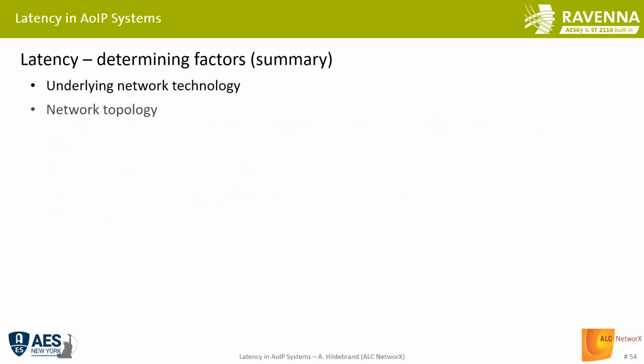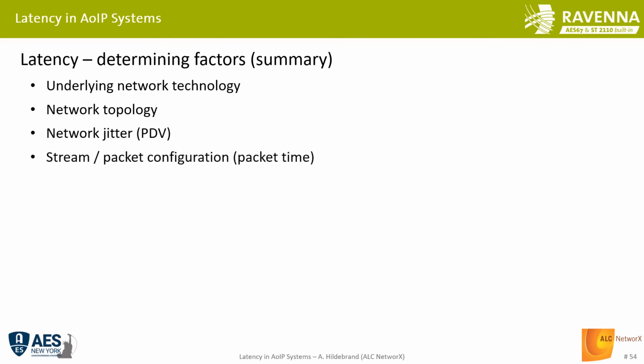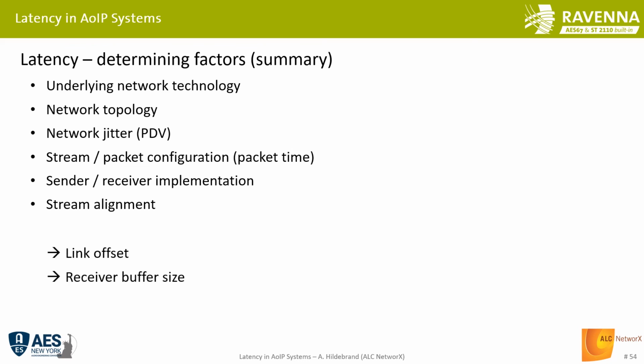And so as a summary, the determining factors for latency are the network technology, the topology, the network jitter, stream and packet configuration, sender and receiver implementation, and then the useful stream alignment. All this needs to be taken into account, and that sounds like we have ugly 20 milliseconds plus of latency in all our networks, right? No, we don't have that, because with link offset and receiver buffer size, we can have sub-millisecond latencies, well, if the network plays nicely with us. So if you have a small local environment and not much competing traffic and QoS properly in place and everything done, we can transport MADI-like IP streams through the network with MADI-like latencies, right?